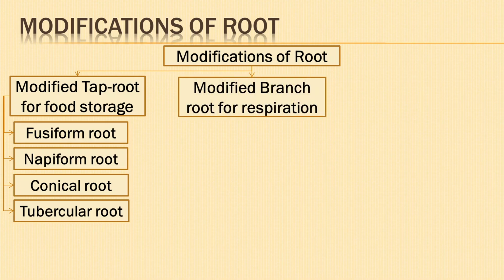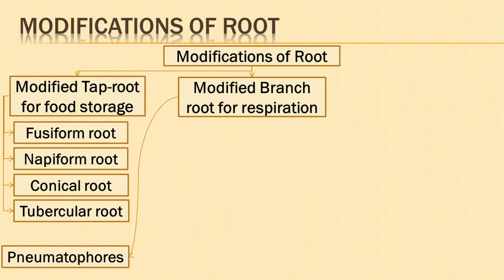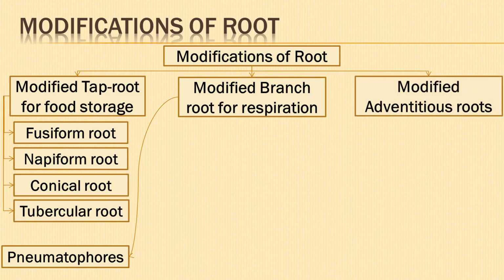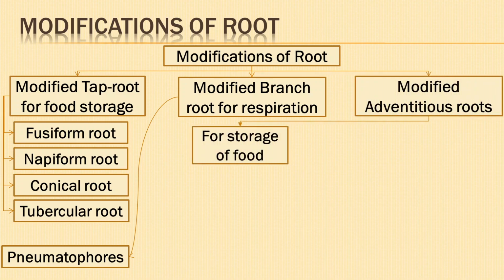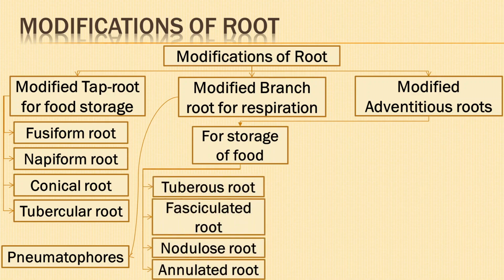Modified branch root for respiration. They are pneumatophores or breathing roots. Modified adventitious roots for storage of food. They may be tuberous roots, fasciculated roots, nodulous roots, or annulated roots.